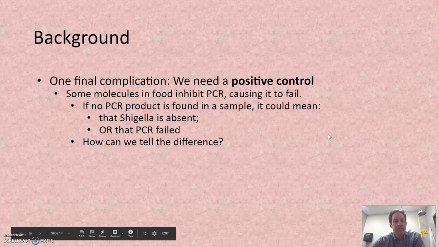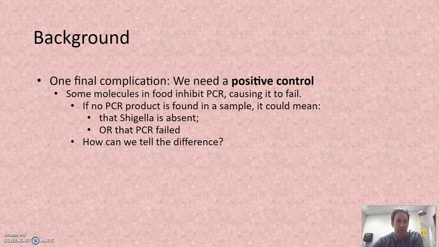So one final complication: control groups. We need a positive control. It turns out that some molecules in food inhibit the polymerase chain reaction, causing it to fail. So if no PCR product is found in a sample, it could mean one of two things. One, the Shigella is absent from that sample. Or two, the Shigella is present, but PCR failed. So we need a way to tell the difference.